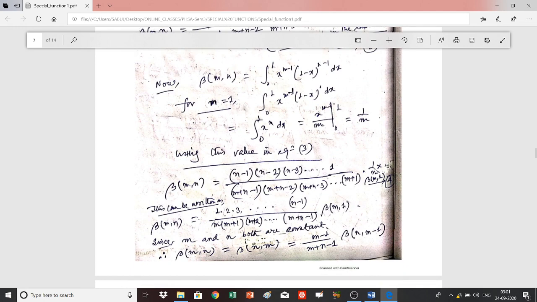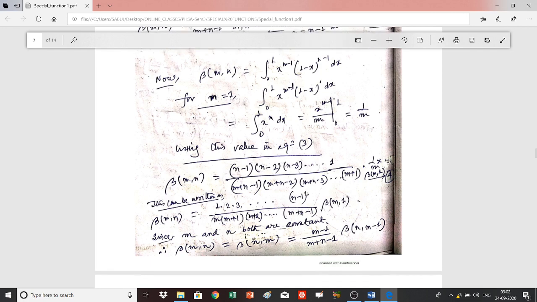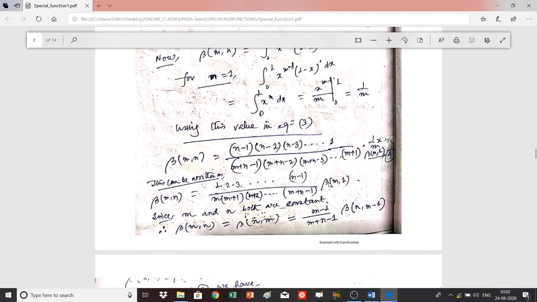I have actually here substituted the value of beta(m,1), but we consider here equation number 3. If it is required, then we will use the value of beta(m,1). Just leave it here. So beta(m,n) is equal to this. So since m and n both are constant, then you can interchange m and n, and that will give you beta(m,n) is equal to beta(n,m).